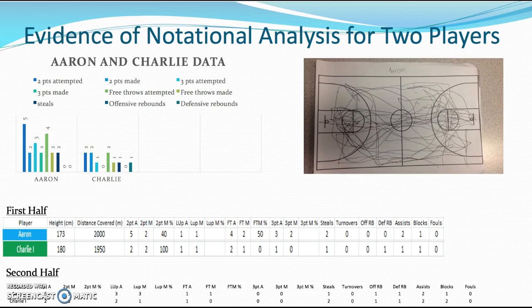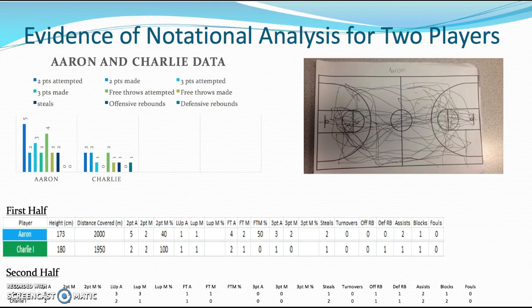Analysis of the notational data shows that Aaron attempted 2 more 2-pointers but scored the same number as Charlie. This would suggest that Charlie is the better player because he has a 100% success rate. However, it does show that Aaron was more involved in the game, and this is what you need to be a power forward.